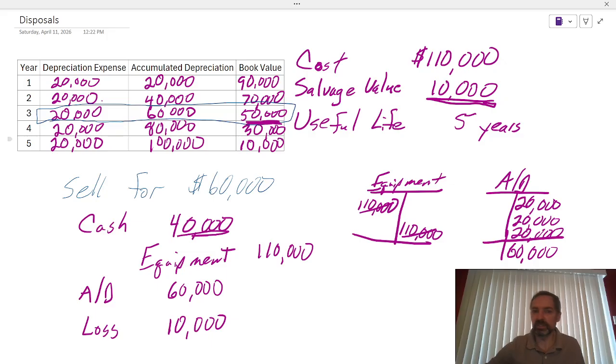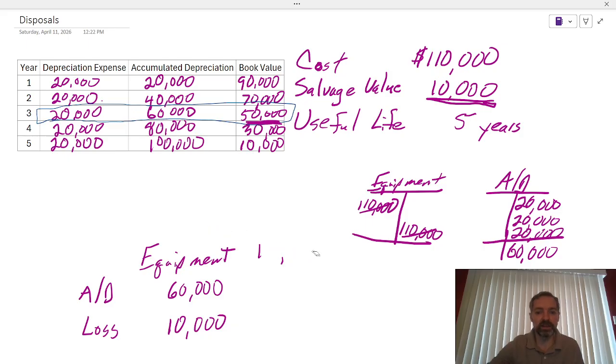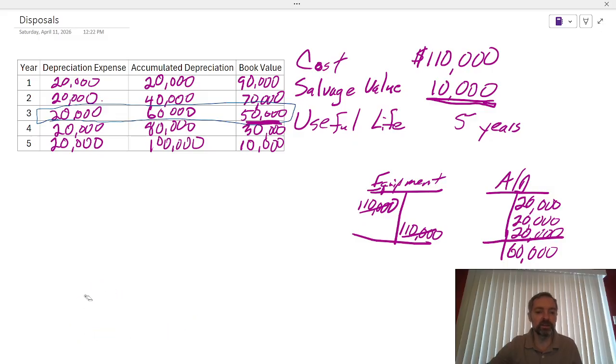All right, one more situation that I want to cover here. Let's take a look at this. Erase all of this. Let's say we actually get to the very end of the asset, and we use it up the full 5 years, and now it's time to get rid of it. Initially we thought that we would get $10,000 for it. That was the salvage value. Turns out we actually didn't get anything. We had to throw it in the trash. It just went to the landfill. We got $0 for it.